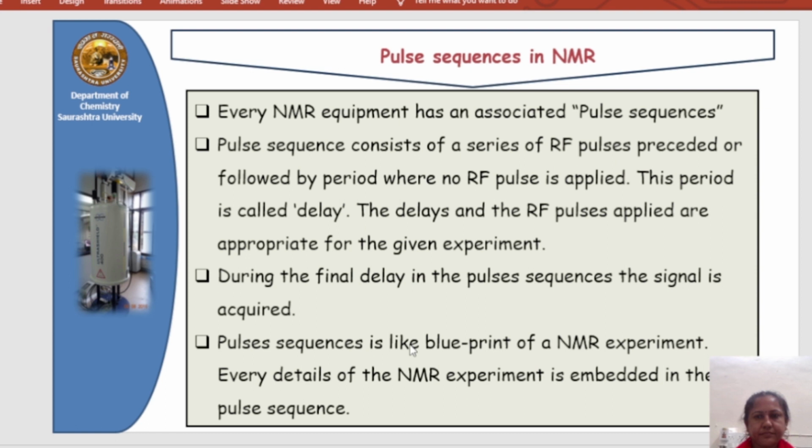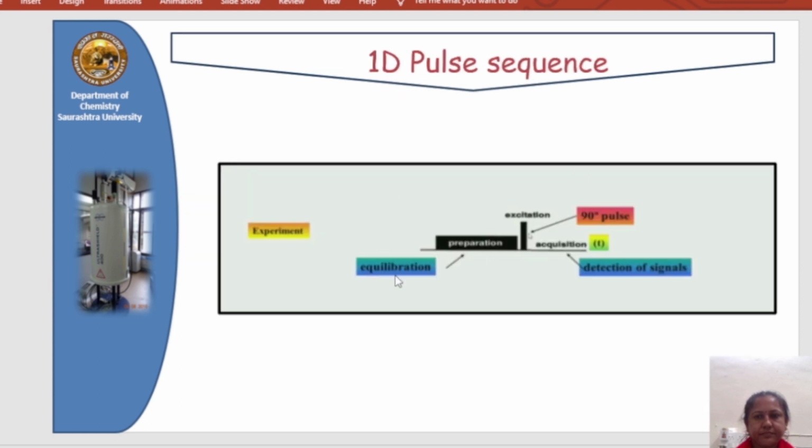It is a single pulse. When we use only one frequency, it is known as a single pulse, and it is always applied at 90 degrees. In the experiment, the delay is very short, a few microseconds. After the final delay, the pulse program starts recording the signal, which is known as FID. So this is related to this slide, what the pulse sequence is. In the next slide we discuss this further.